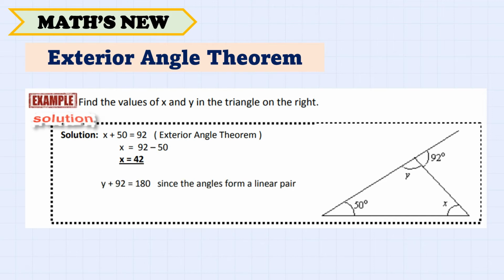Now, let's find the value of y. Since the angles form a linear pair, y and 92 degrees form a linear pair. And when I say linear pair, the sum is 180 degrees. So y plus 92 is equal to 180. Then, let's subtract both sides of the equation by 92. And y is equal to 180 minus 92, and 180 minus 92 is 88. Therefore, the value of y is 88. Now, using the exterior angle theorem, we found the values of x and y.